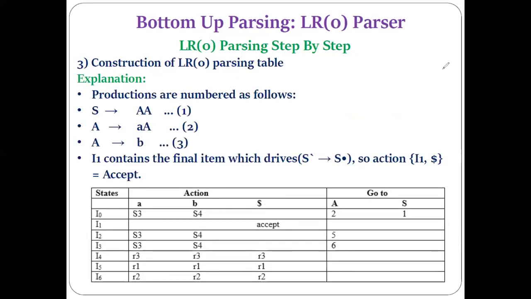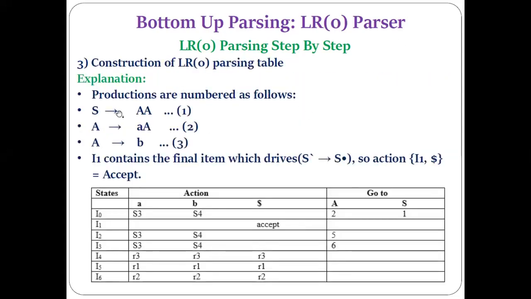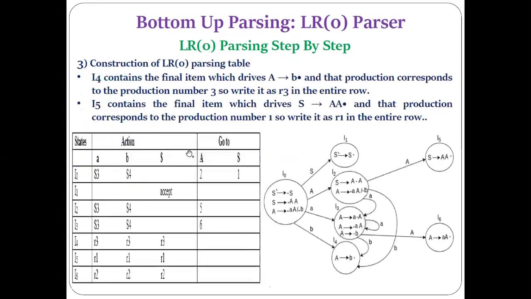Now in order to make these entries, we have to give production numbers to the production rules that we have written. So we have these 3 production rules excluding the augmented part. When you are numbering the production rules, you have to exclude the augmented part. So this is production number 1, this is production number 2, and this is production number 3. Just keep in mind these production numbers.